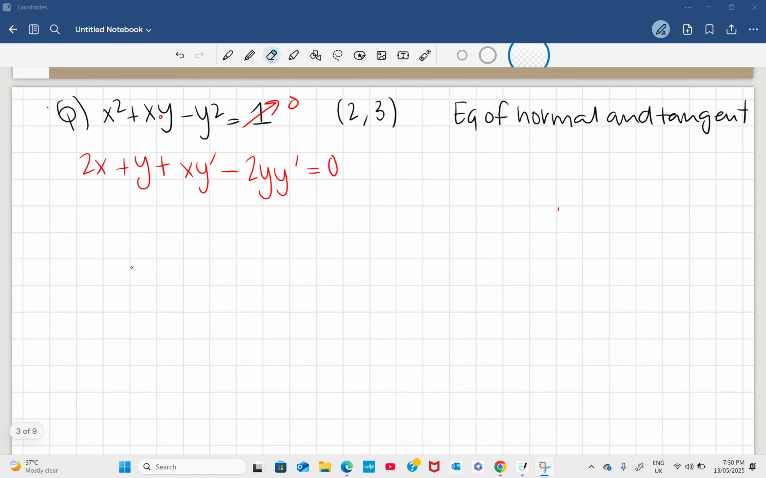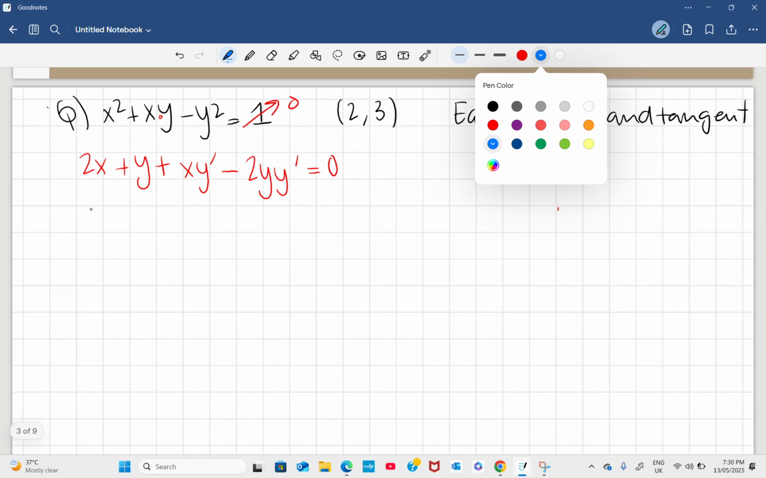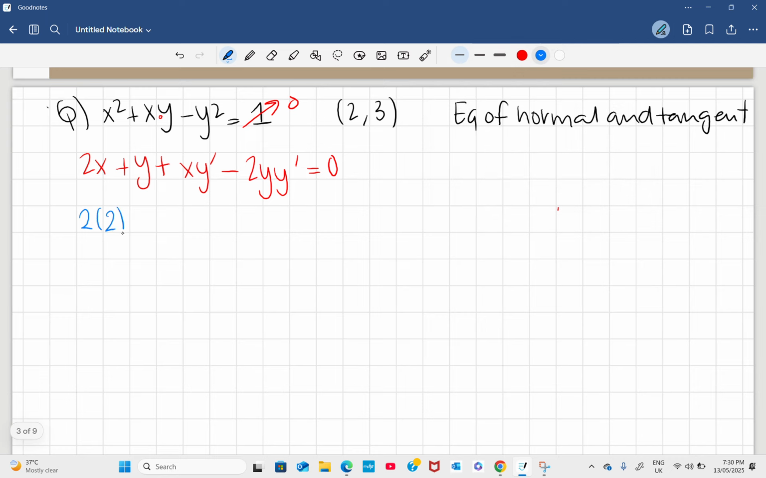Now here, I don't have to simplify to get y prime alone because I have the values. I can just plug them in. So I'm gonna get 2 times 2 plus y, which is 3, plus x, which is 2, y prime, minus 2, which is this one, I'm just gonna put it in parentheses, 3 y prime equals 0.